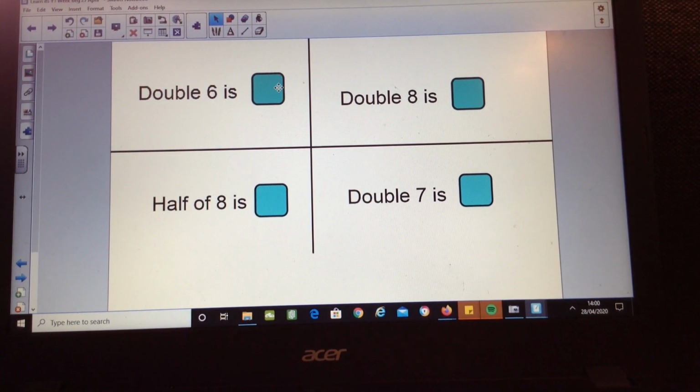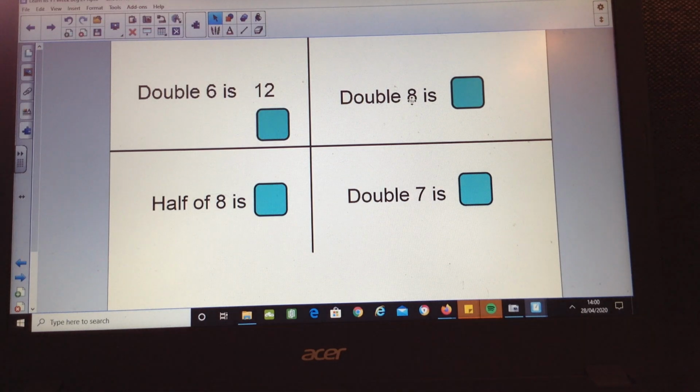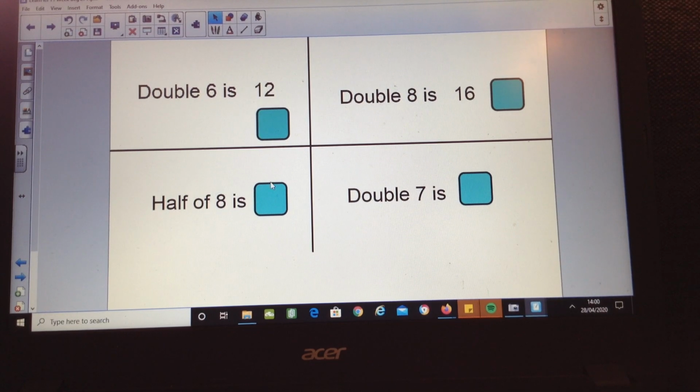Okay. Now double 6, that's like rolling 2 dice and getting 6 on each one, isn't it? So that is 12. Double 8, well, that's spider's legs. How many legs would there be on 2 spiders? 16. Now that one says double 8, but this one says half of 8. Half of 8. 1 plus 1 equals 2. 2 plus 2 equals 4. 3 plus 3 equals 6. 4 plus 4 equals 8. Half of 8 is 4.